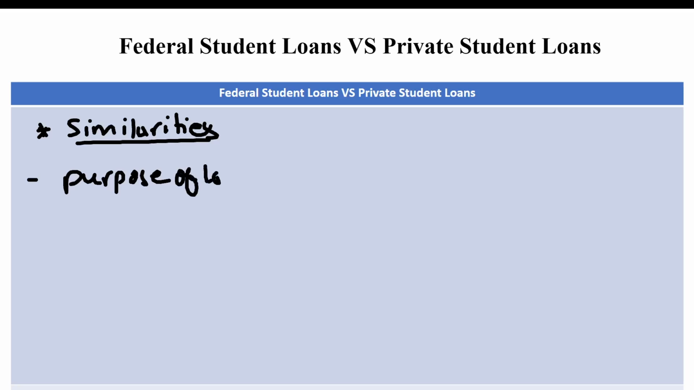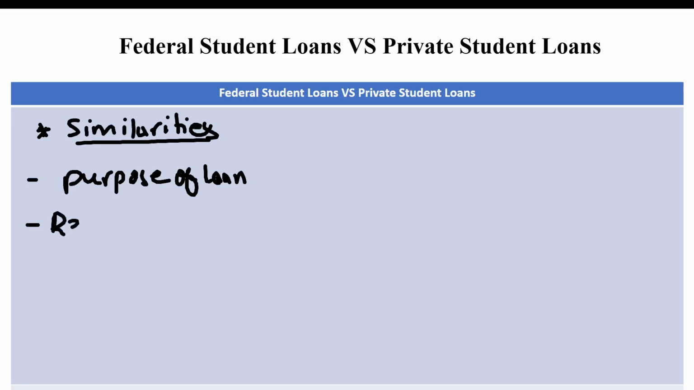Both federal and private student loans are designed to cover educational expenses such as tuition, room and board, books, and other school-related costs. They aim to make higher education accessible by filling the financial gap for students.